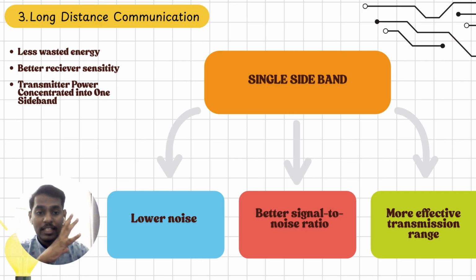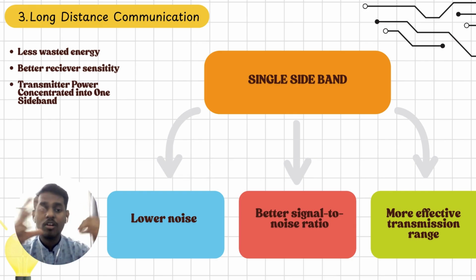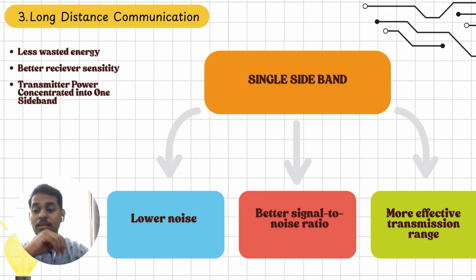As we discussed, in conventional AM a large amount of power is wasted on the carrier, even though the carrier does not carry any information. But in single sideband, the carrier is suppressed. This means almost all the transmitter power is used to send the actual message. Since less energy is wasted, single sideband is much more efficient compared to conventional AM for communication.